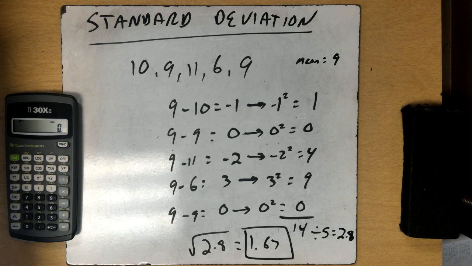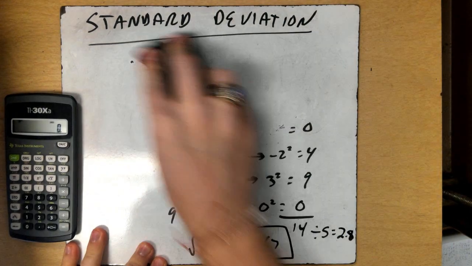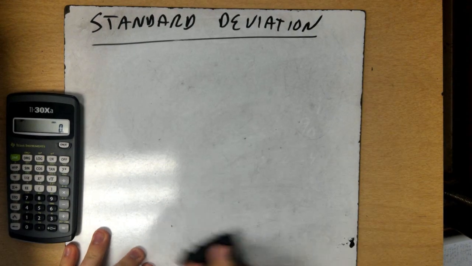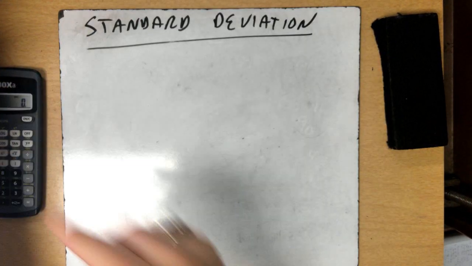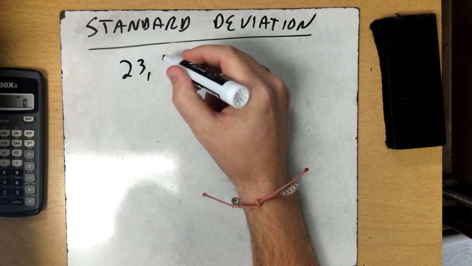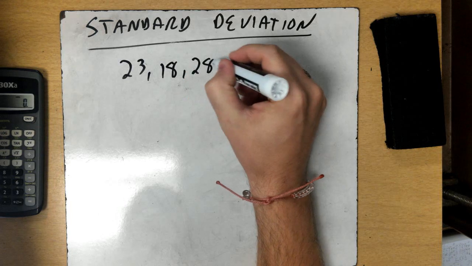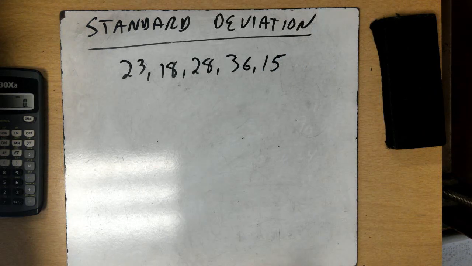But as you know with these videos, we're doing the how and getting straight to the point. Let's do one more. Like I said, it really is just steps: do this, add this, divide by this, add this, divide by this. Once you get the steps down, it's not too bad. So let's do 23, 18, 28, 36, and 15, okay?